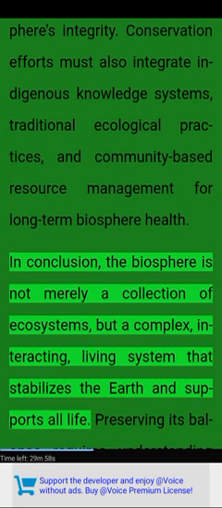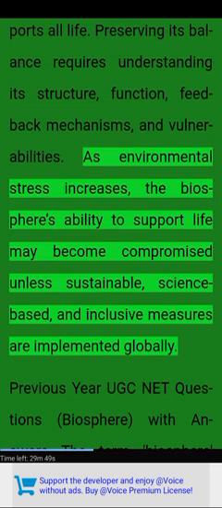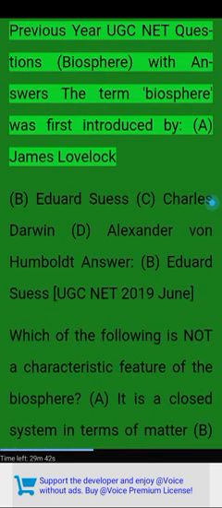In conclusion, the biosphere is not merely a collection of ecosystems, but a complex, interacting, living system that stabilizes the Earth and supports all life. Preserving its balance requires understanding its structure, function, feedback mechanisms, and vulnerabilities. As environmental stress increases, the biosphere's ability to support life may become compromised unless sustainable, science-based, and inclusive measures are implemented globally. Previous year UGC-NET questions.